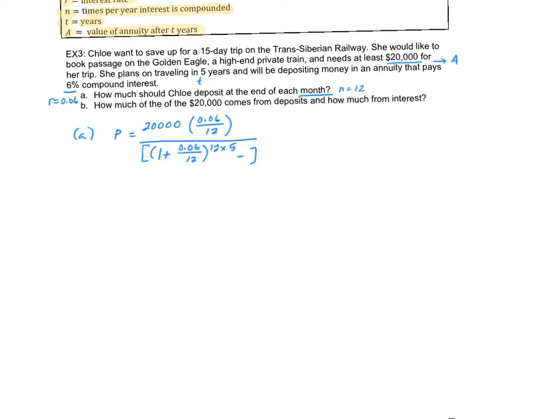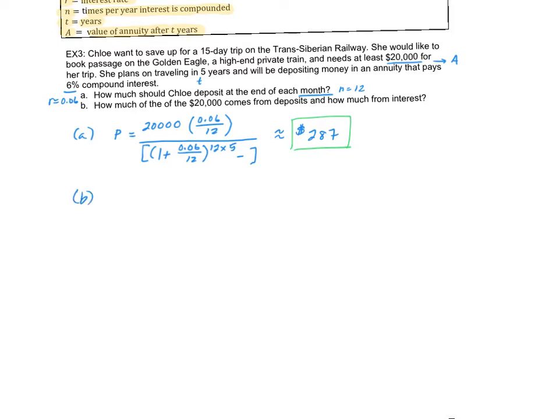All right, so I am just going to plug this whole thing in my calculator. Again, you can do it in pieces. You just got to be real careful that you don't round a whole lot. Once I put it in, I got $287. So if Chloe puts in $287 per month by the end of 5 years, she'll have enough money for her trip.